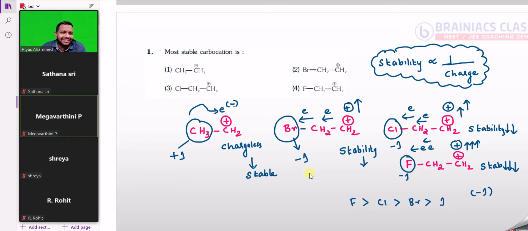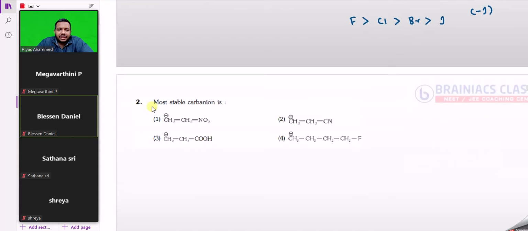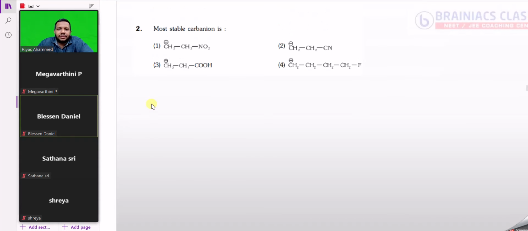What is the answer? Rohit, tell me the answer. Exactly. Good, Rohit. Good. So the first option is the correct answer. I hope the explanation is clear for you. Okay. Now let's migrate to the second question. You have the second question in front of you.